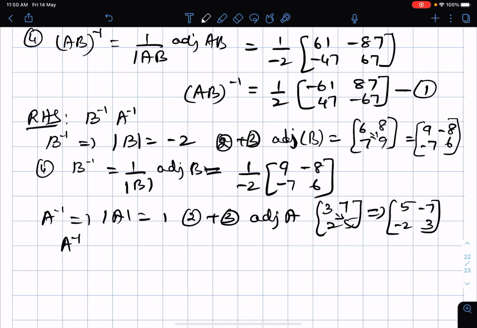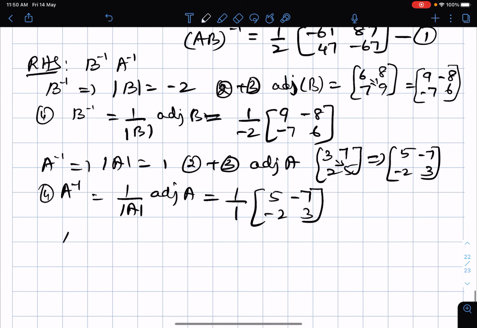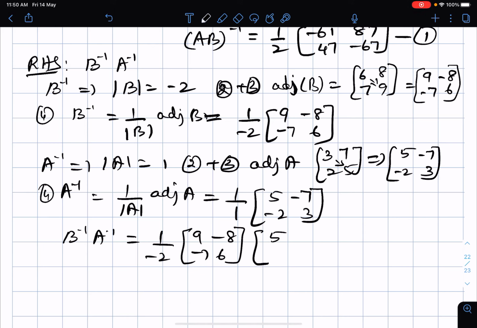Now A inverse, fourth step, A inverse is 1 by determinant A into adjoint A. So 1 by determinant A is 1 and your adjoint A is 5, -7, -2 and 3. Now you are going to put B inverse into A inverse. That will be 1 by -2 into 9, -8, -7, 6 into 1 by 1 gives you 1. So you can directly write the matrix alone. 5, -7, -2 and 3.